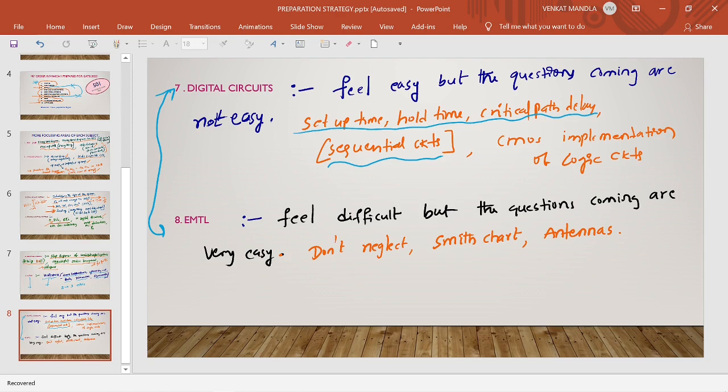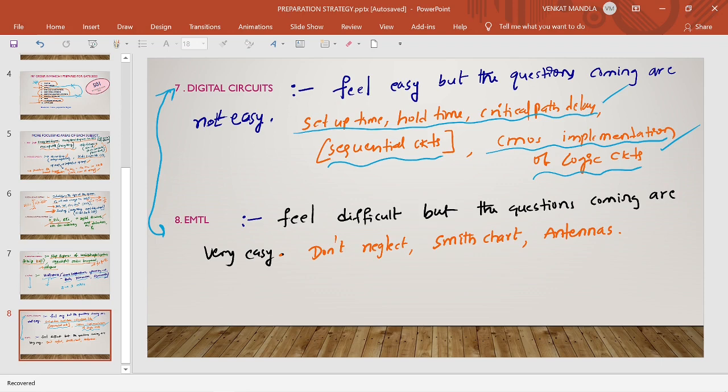Okay, there are some confusions. You try to overcome those confusions. And the CMOS implementation is also very important. We always try to neglect these two topics, but we cannot. Every time we are getting one question from each of this part and this part. Okay, so we cannot neglect.